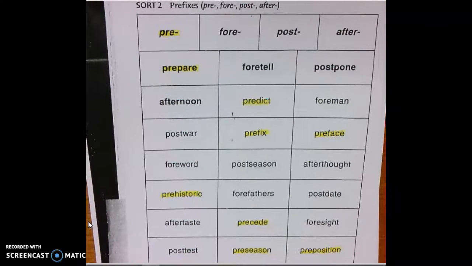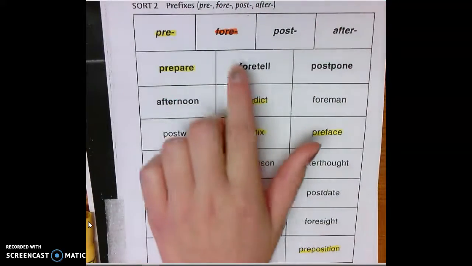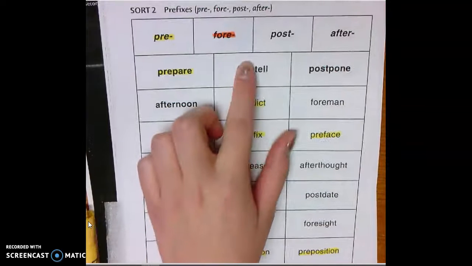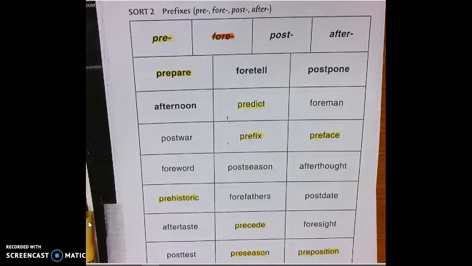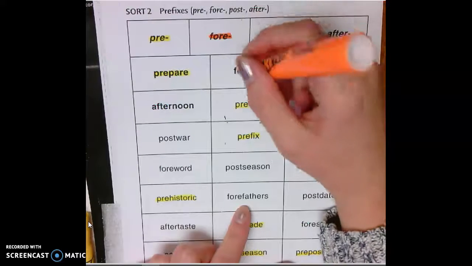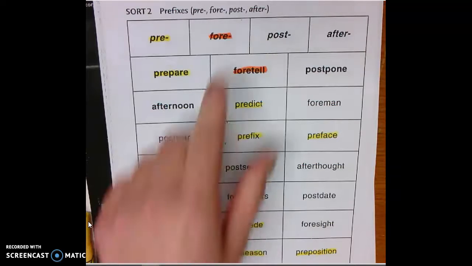The next prefix we're going to look at is for, which also means before. If I'm looking at this word foretell, I'm going to cover up the prefix and I just have the root word tell. But if I add the prefix for onto that, foretell means to tell something that's going to happen in the future, or tell something before it happens. So I'm going to do the for words in orange. Again, you can use whatever color you want. It doesn't have to be orange, as long as all your for words are in the same color.